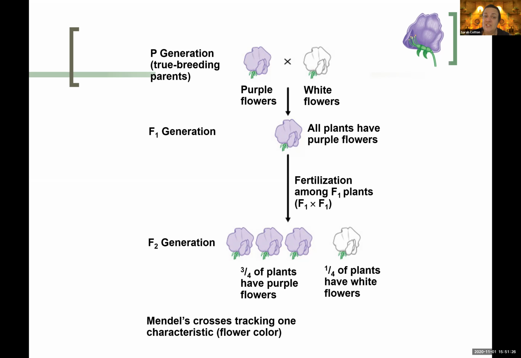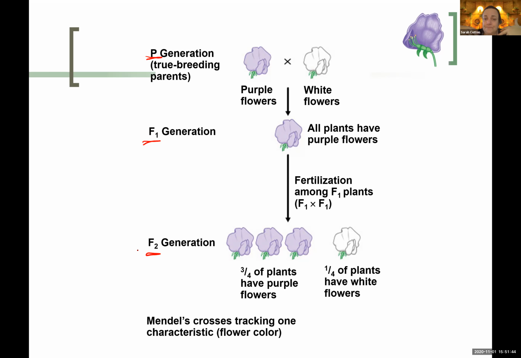Sometimes we talk about there being different generations. So we talk about the P generation, the F1, and the F2. Okay. So P stands for parental. Okay. F1 is first filial. So basically what that means is the offspring of the parents.